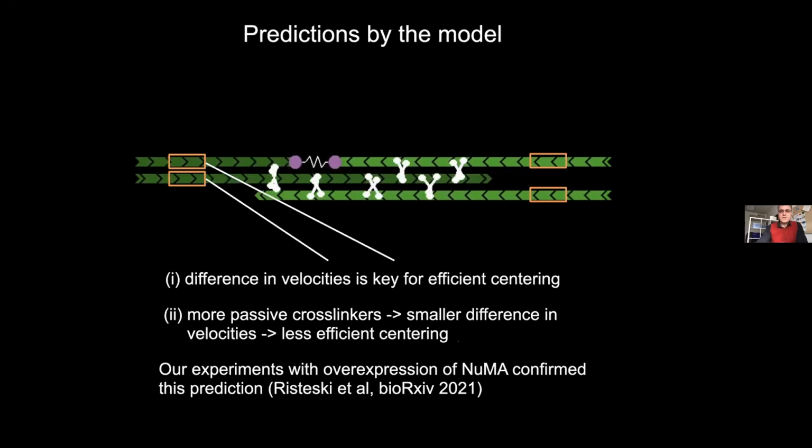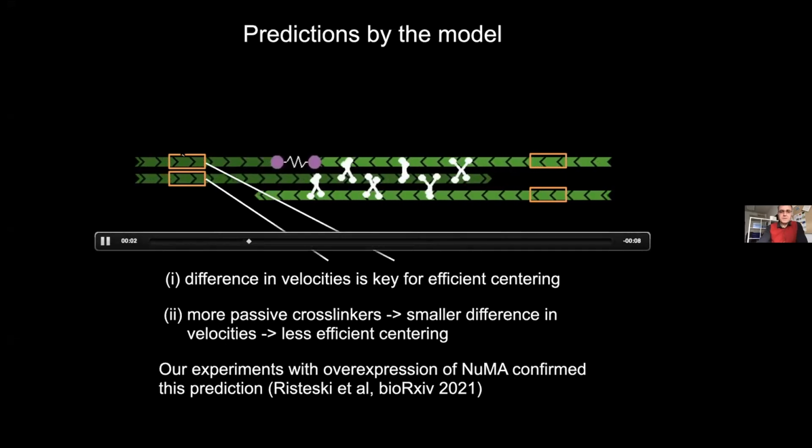So this is something that was done in Eva's lab. They have shown that overexpression of these passive cross-linkers, which link parallel microtubules, leads to less efficient centering and faster movement of the K fibers.